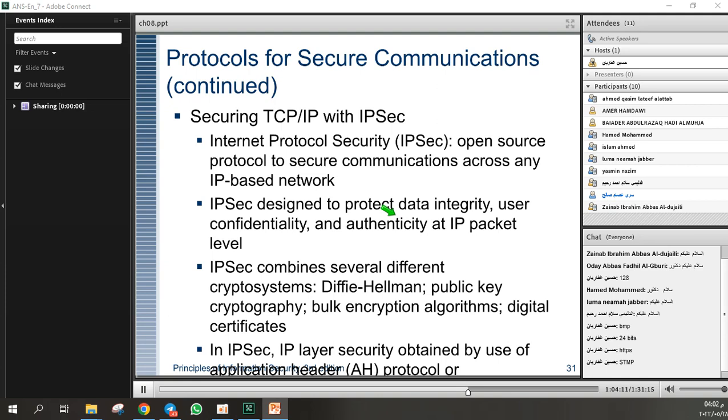It can present three main categories in security for me. IPsec combines several different strategies. For example, it uses the Diffie-Hellman structure. It uses public key encryption systems. It uses bulk encryption algorithms, different encryption algorithms. It uses digital certificates and so on.